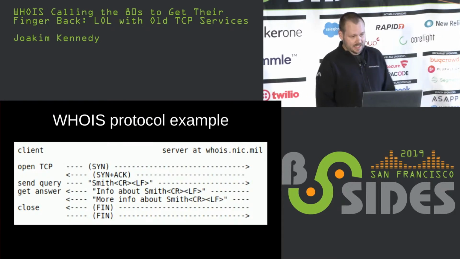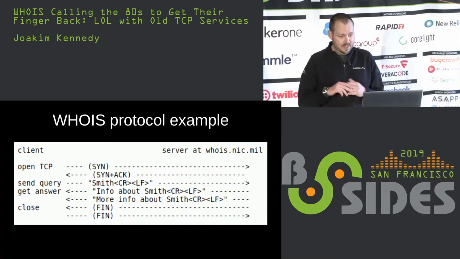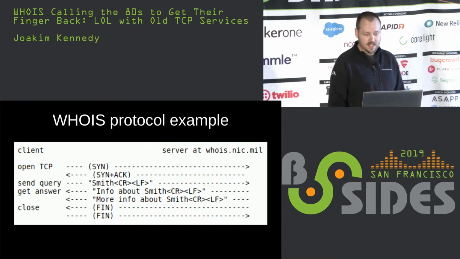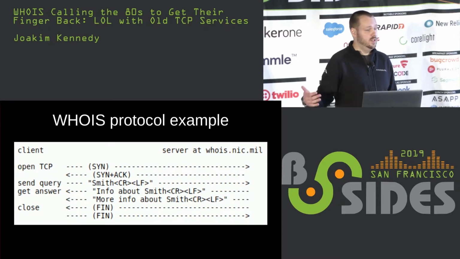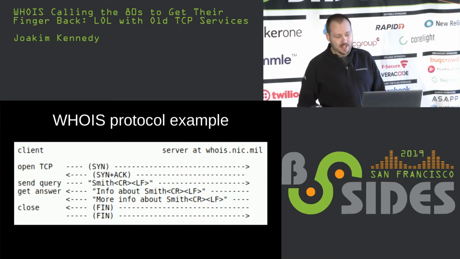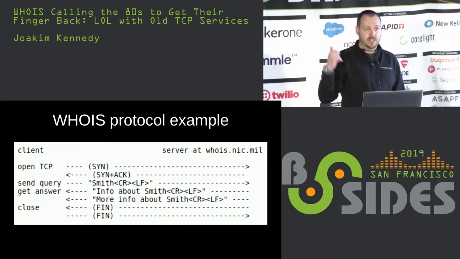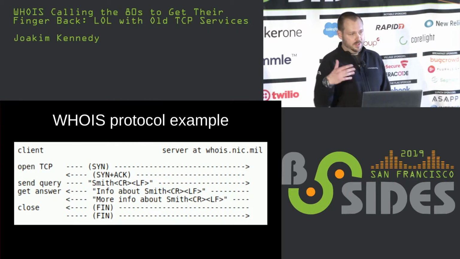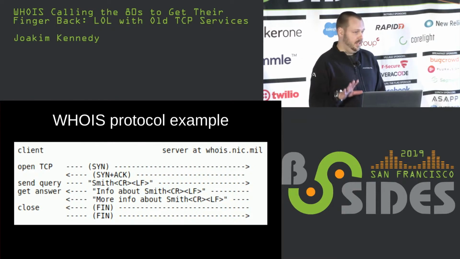So the protocol is very, very simple. The client opens up a TCP socket with a SYN, and the server replies with a SYN-ACK. Then the client sends a query. This query has to end with a carriage return and a line feed. Once the server sees that, it will send back data, and each line will end with a carriage return line feed. There's no limit on how much can be returned. The way the server signals the end of transmission is by closing the socket.